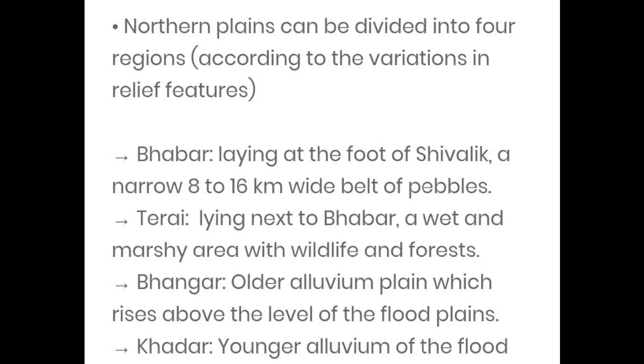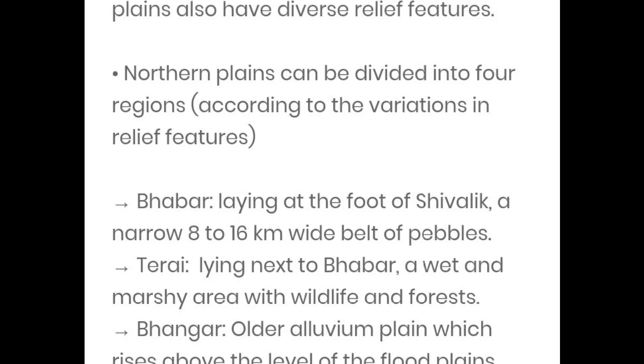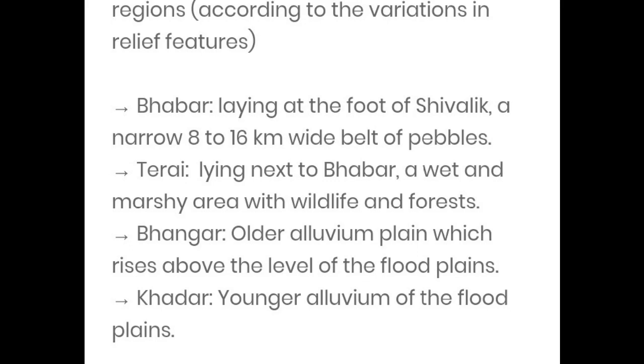The first division of the northern plains was according to the sections, based on rivers. Now this division is according to the variations in the relief features, and according to them the northern plains can be divided into four parts. First is the Bhavar, second is the Terai, next is the Bangar, and the last is the Khadar.